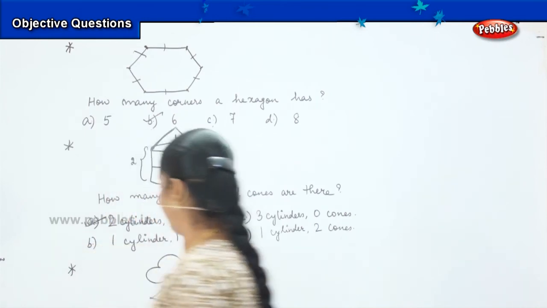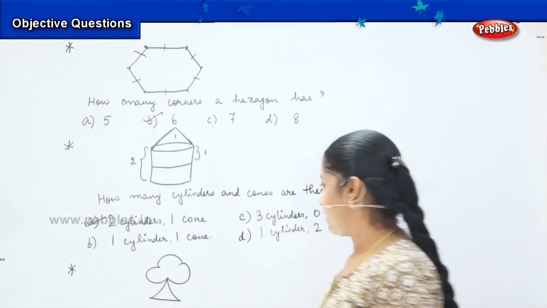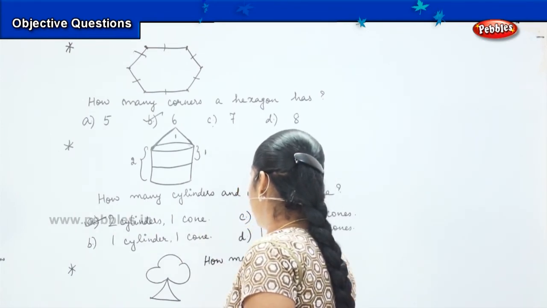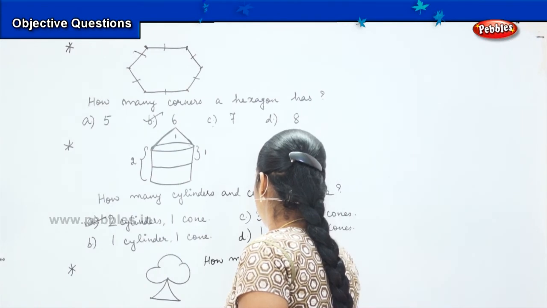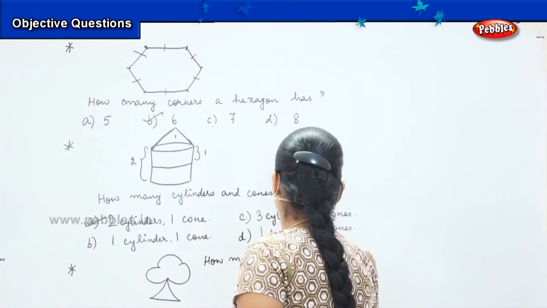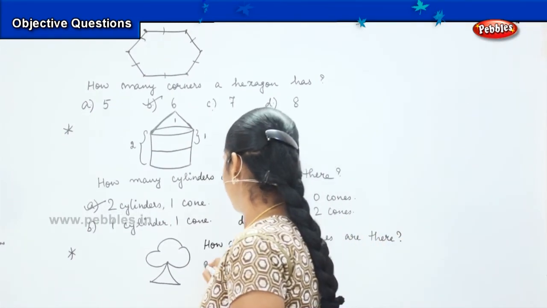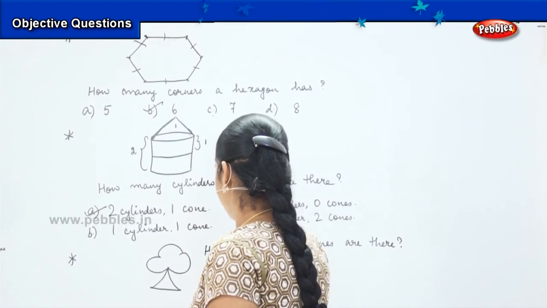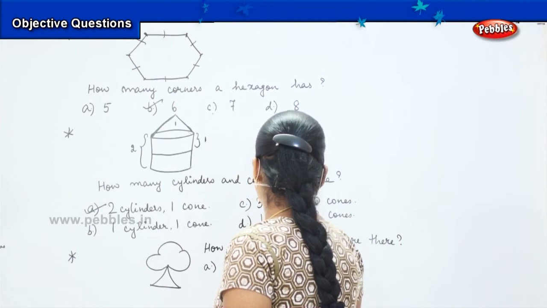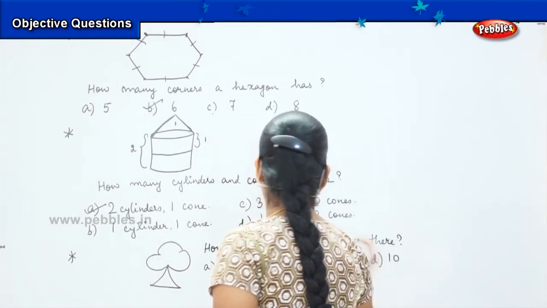What is the shape? It is the shape of a tree, right? You have to tell me how many curved lines are there. And your options are A, 5, B, 6, C, 8, and D, 10.